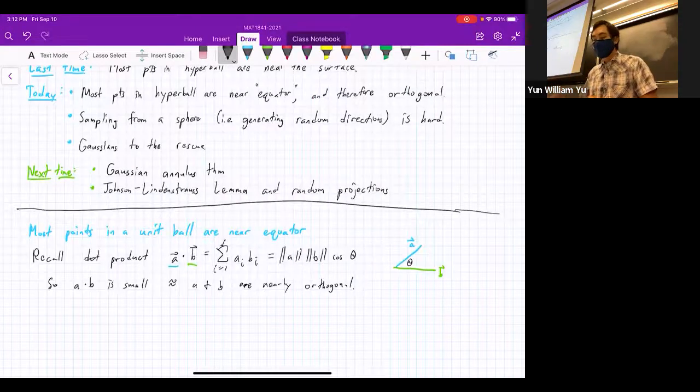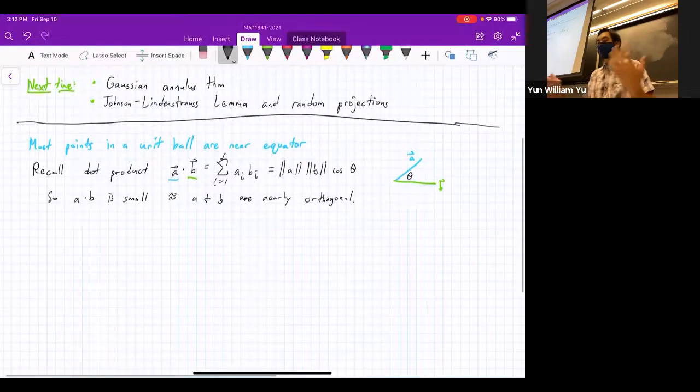Okay, let's dive right in. As I mentioned, we're trying to show that most points in the unit ball are near the equator. And we're also going to talk about something, the dot product, which you guys should remember. Basically, that is a signal of how orthogonal two vectors are. So last time I said that if A dot B is small, then that means that A and B are nearly orthogonal. So strictly speaking, this isn't quite true. A and B could both just be really tiny vectors.